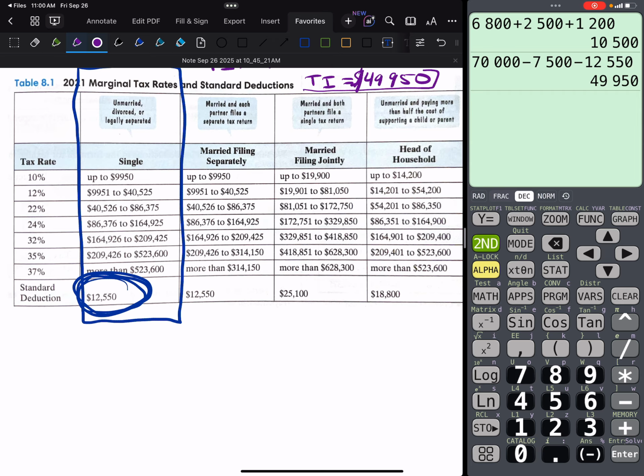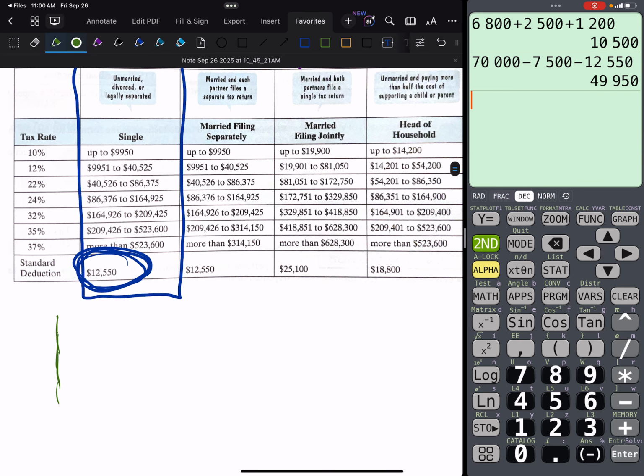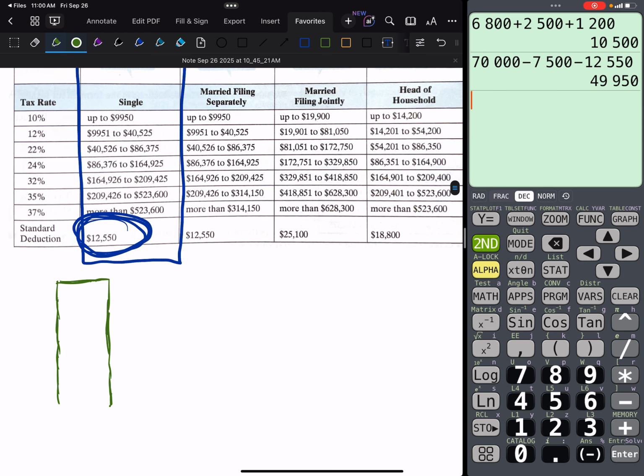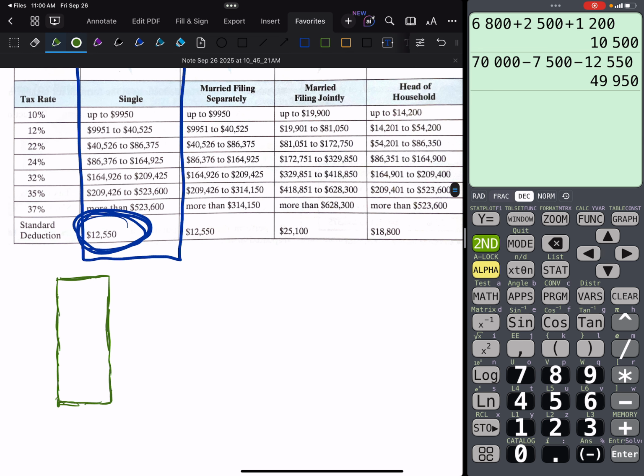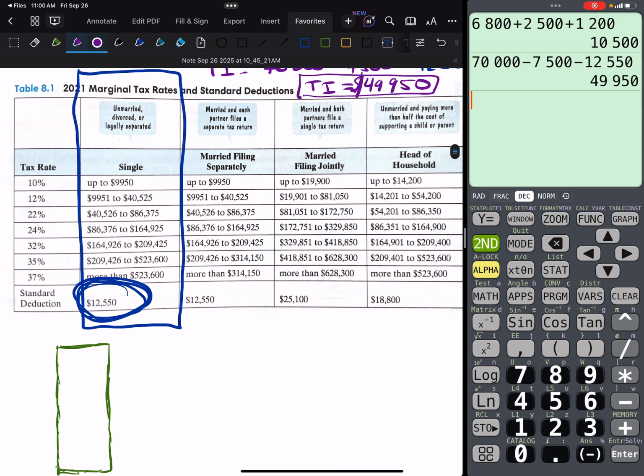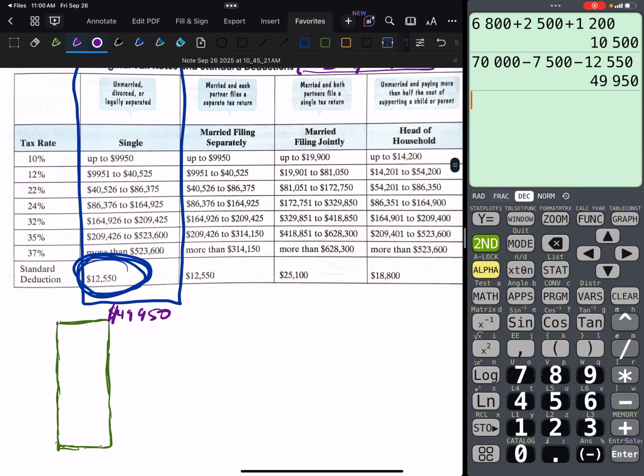The way I like to think about that is that's the pile of cash that I have. And so I kind of like to draw piles of cash in green. You can use whatever color you like, but I like to think of piles of cash in terms of green. And so I like to think that I have a pile of cash here in that lower left corner, and that my pile of cash is $49,950 tall. Now, in that pile of cash, I have different tax rates. Different dollars in that pile of cash get taxed at different rates.